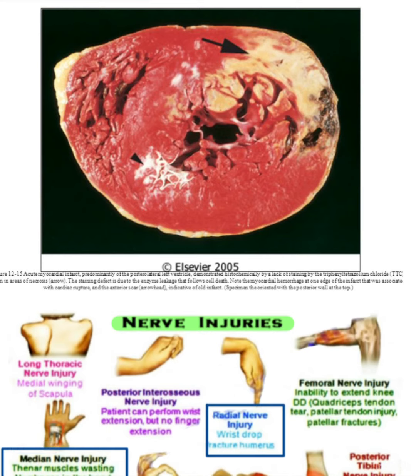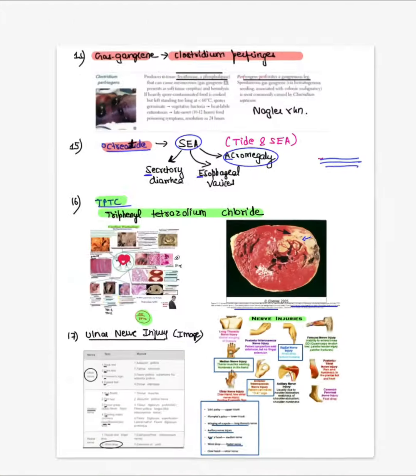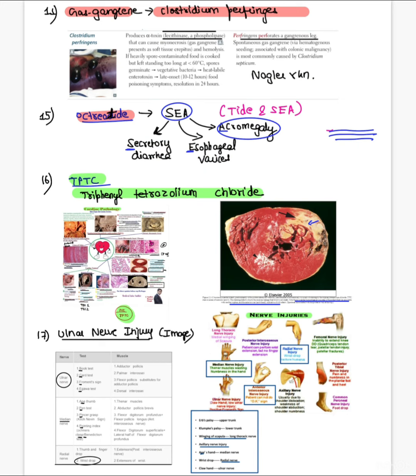So this is the image that is most popularly available everywhere, guys. Basically what happens, there is a loss of LDH, that is the problem here. So in myocardial infarction you see that there is a change in color due to loss of LDH, due to death of the cells. Then the next question, guys, they ask you about the ulnar nerve injury.